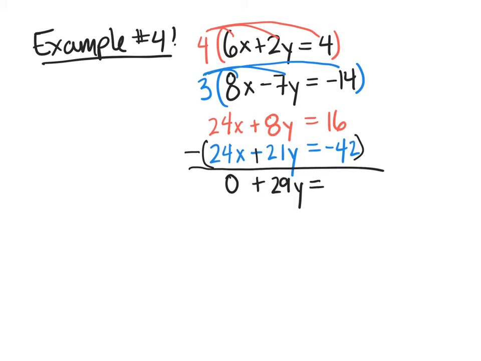And then the same thing is going to happen down yonder. 16 minus a negative 42. Minus a negative means that is also going to be plus. So 16 plus 42 is 58. So I've got 29y equals 58. How, pray tell, do I get rid of that 29? Let's divide. So I ended up with y equals 2.